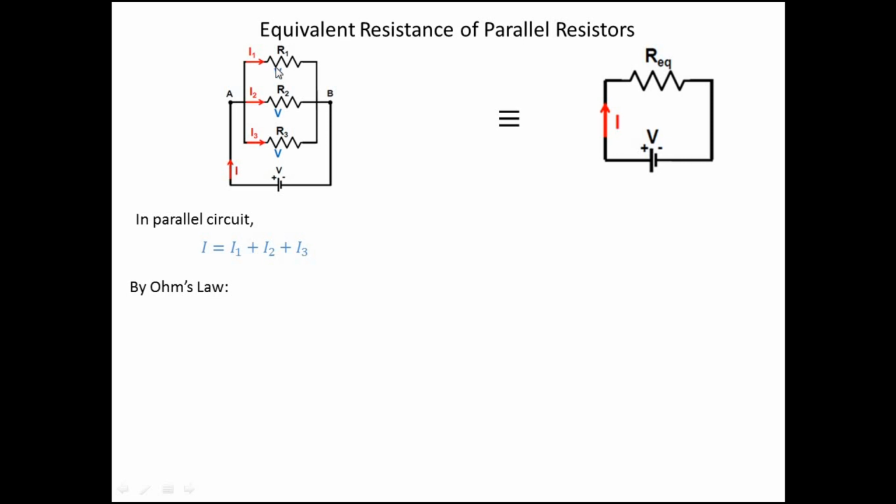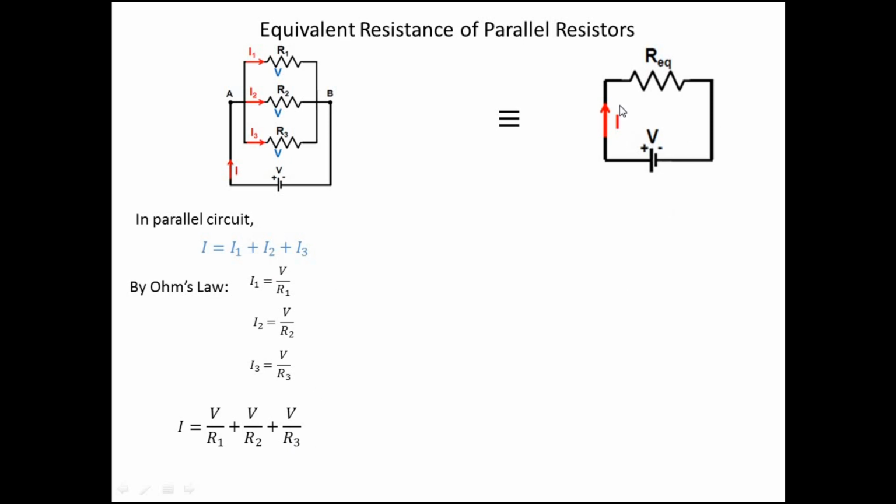So we can say V equal to I1 R1, or I1 is equal to V by R1. And similarly for R2, I2 is equal to V by R2. V is the same. And I3 is V by R3. So we can substitute I1, I2, I3 as V by R1, V by R2, V by R3 in this equation. So we will obtain I is equal to V by R1 plus V by R2 plus V by R3.